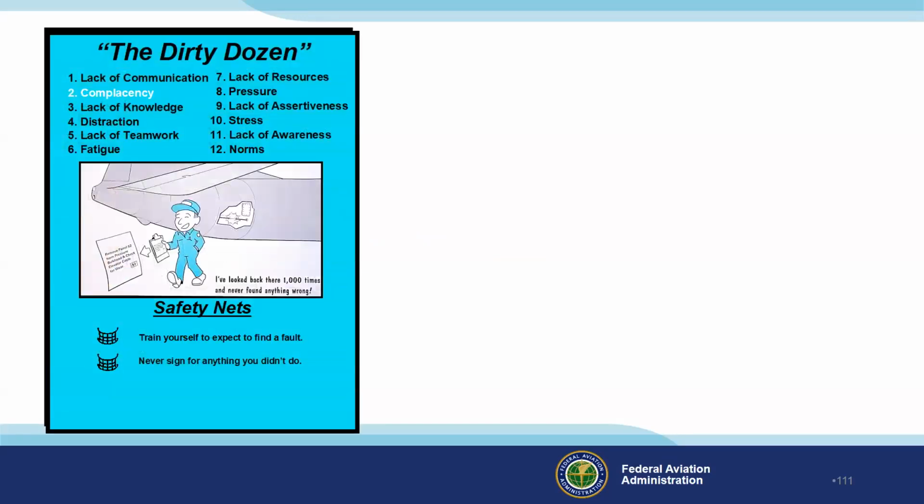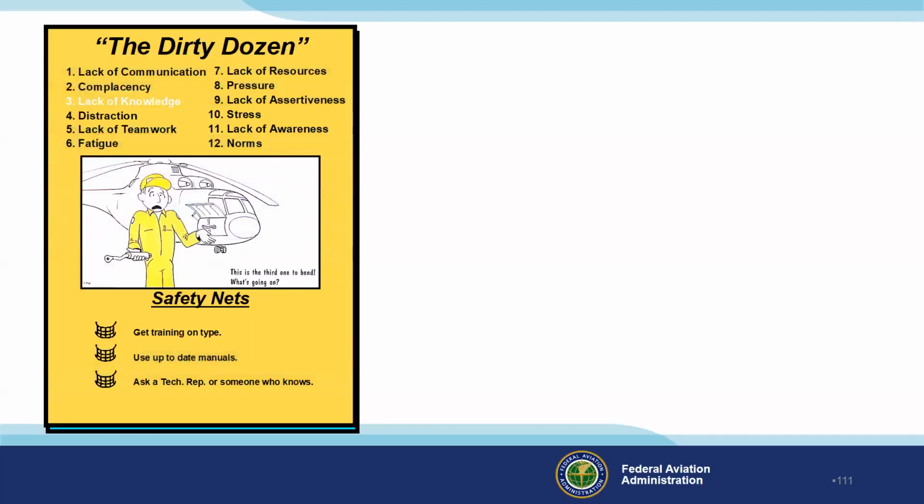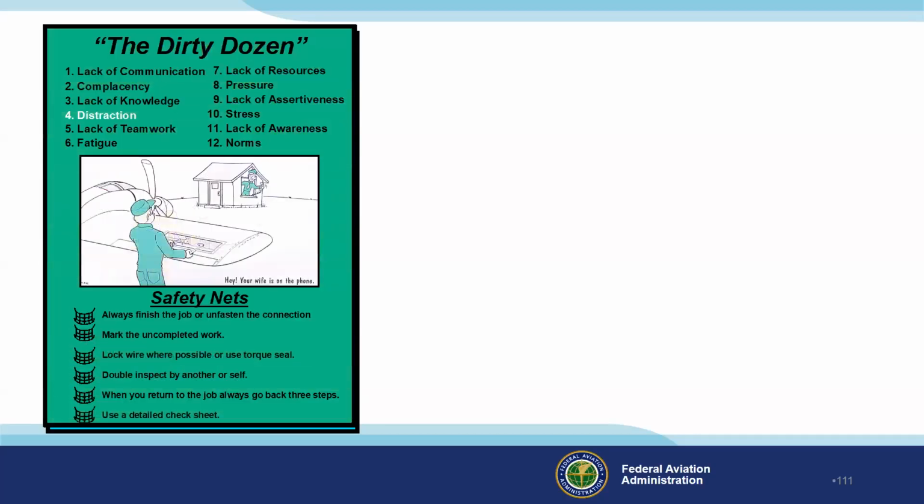Complacency. I've looked back there 1,000 times and never found anything wrong. I think the little quotations on these are really good. Lack of knowledge. This is the third one to bend. What's going on? Well, there's probably something wrong that you don't know about. Distraction. Of course, the big one here is cell phones. Hey, your wife's on the phone. Pick up a gallon of milk and a loaf of bread.